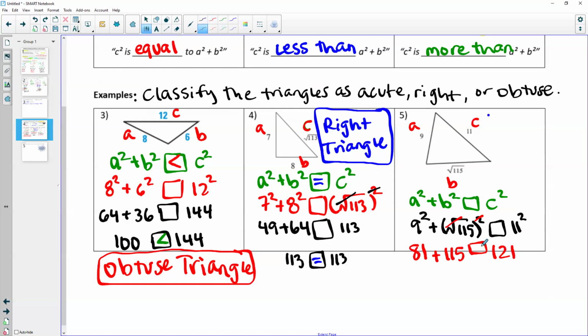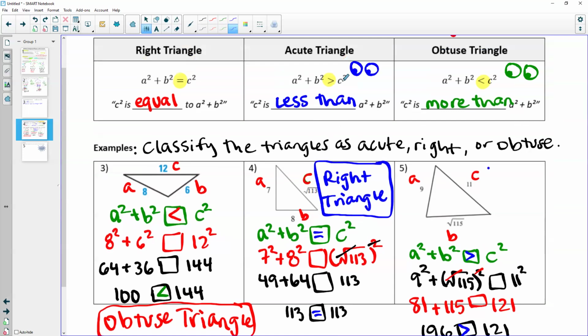Okay. Well, if we add these guys together here, 81 plus 115 is 196. And we're looking at 196 and 121. Here we're going to see that the 196 is bigger. So here's the symbol that I'm filling in for my scenario. When you're looking at this, again, look at it from the perspective of c. What can I say about c squared? In this case, c squared is less than a squared plus b squared. This tells me that the triangle is acute. So this will be an acute triangle.